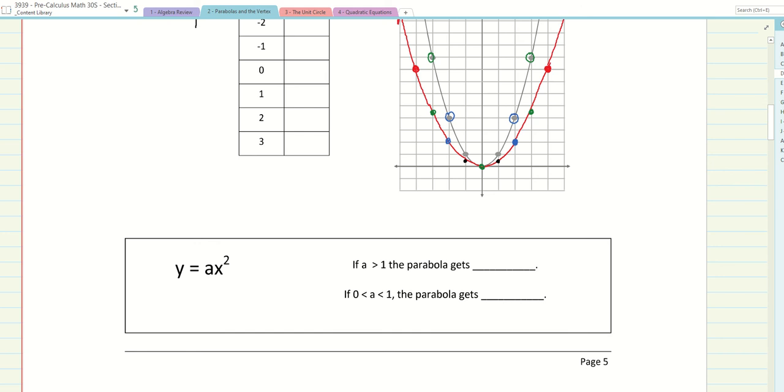The short story of all that is, if a, that number in front, is greater than 1, the parabola gets taller, vertically stretched. If we have a fraction between 0 and 1, or a decimal in front of the x squared, then the parabola gets vertically squashed.